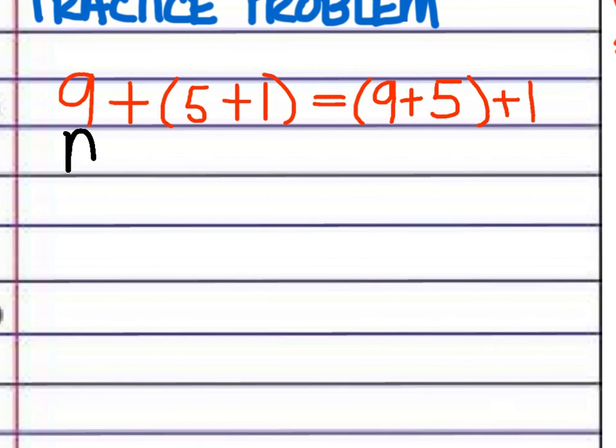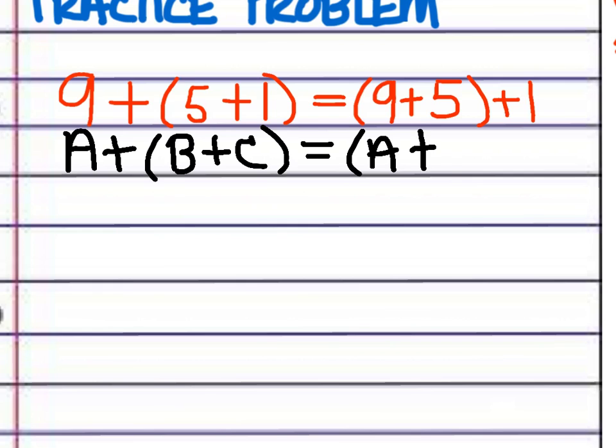For the practice problem, again, we can just plug in the variables. It makes it a lot easier. So if we just plug in A, B, and C for our numbers, we have A plus B plus C is equal to A plus B plus C. And that will be letter C on your handout. That's the associative property of addition.